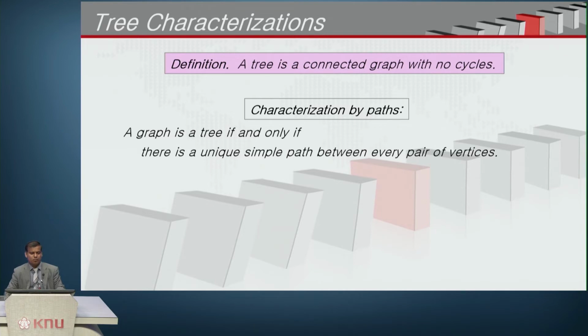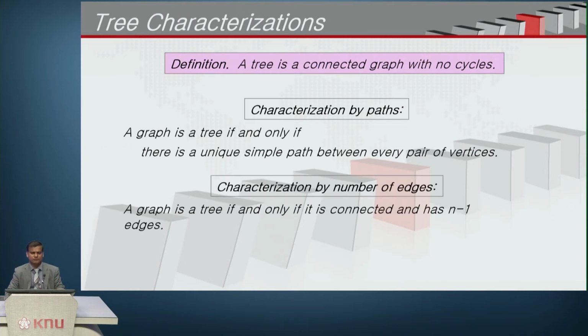More properties of trees are given here. A graph is a tree if and only if there is a unique simple path between every pair of vertices. This is the definition we have seen earlier as well. So this is characterized by the edges. So there are 2 characteristics.